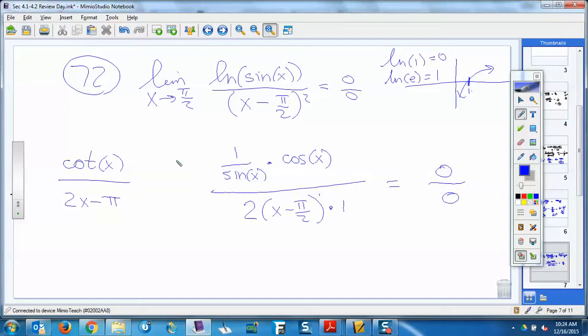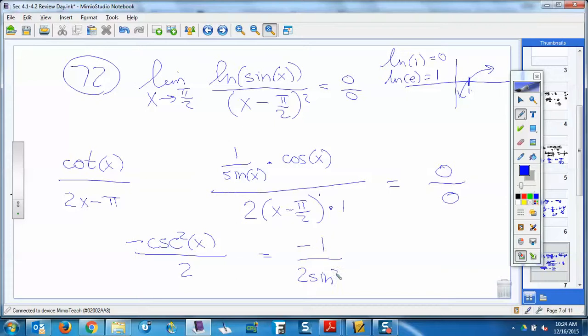All right, now, again, we're getting 0 over 0. So now the derivative. What's the derivative of cotangent? Tangent. What's the derivative of tangent? Secant squared. So what's cotangent? Negative cosecant squared. Okay? Over, what's the derivative of the bottom? 2. Right? Now cosecant, the reciprocal of that is sine, right? So that could just move down as a sine on the bottom. The negative I'll just keep there.